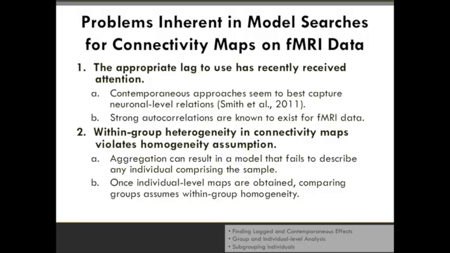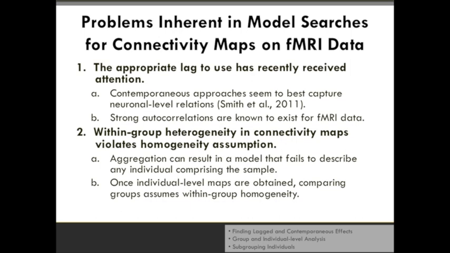Before we can even get to that point of comparing connectivity maps, we have some problems that we need to uncover. One is that the appropriate lag has received a lot of attention. And Joe talked about this in the first talk, that Granger causality, where we have lagged relations, has been found to not work well on MRI data, yet a lot of people still do it. And so that's kind of an issue, trying to accommodate that.